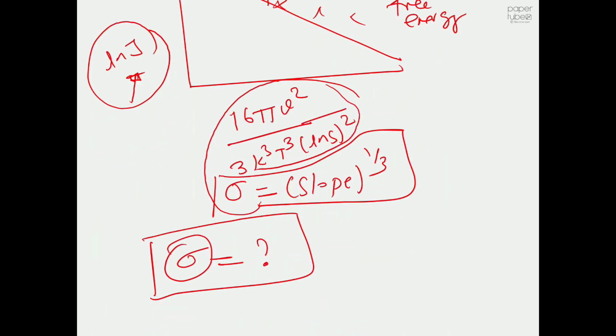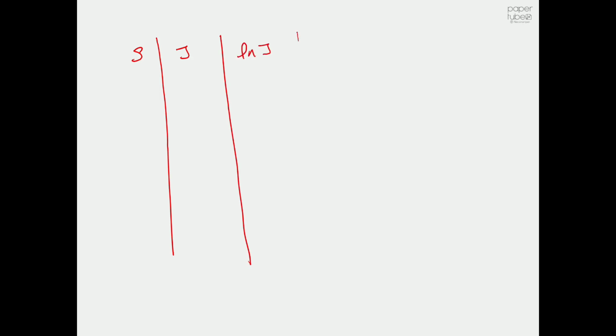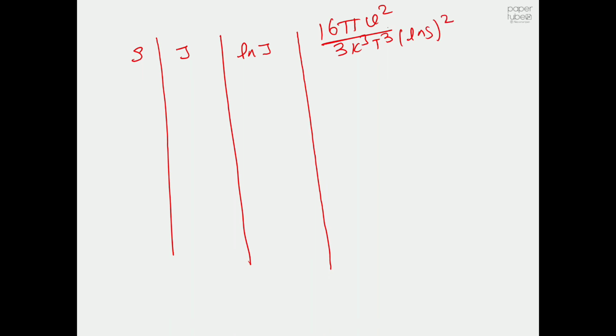So I already calculated this value, so I can write it for you. Let me check my Excel sheet. We have our supersaturation, we have the J value, and then we have ln of J value, and then we have the parameter 16 pi molecular volume raised to the power of 2, over 3k cube T cube ln of S whole square.